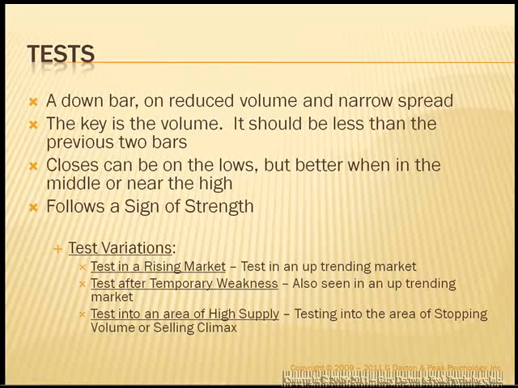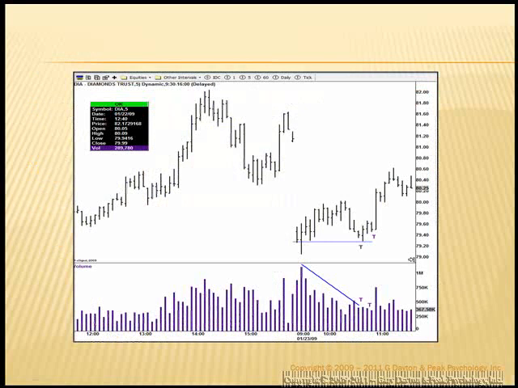The market will close down from the previous close, so it's going to be down, but it's better when it closes on the middle or on the high. Okay, and again, it follows the sign of strength. There are different variations. We can have a test into an area of high supply, like stopping volume or a selling climax, or we can see tests coming in after some temporary weakness. Or we will see tests occur in a rising market. We often see them in a rising market, and they're pretty useful then.